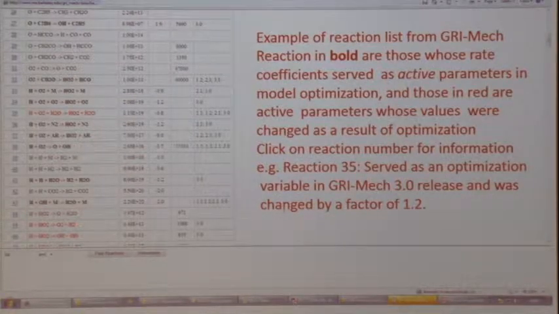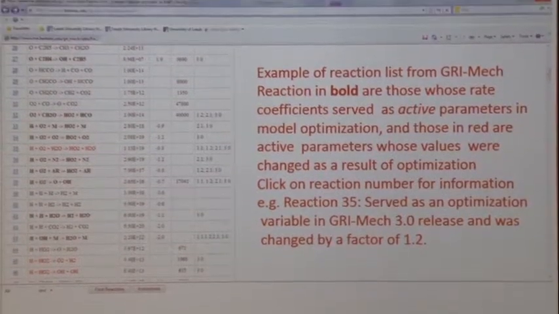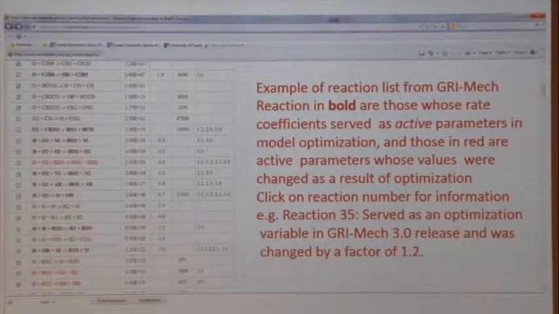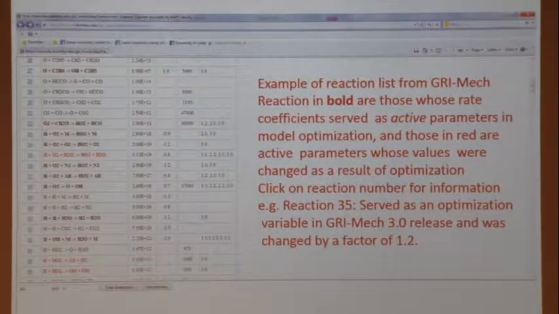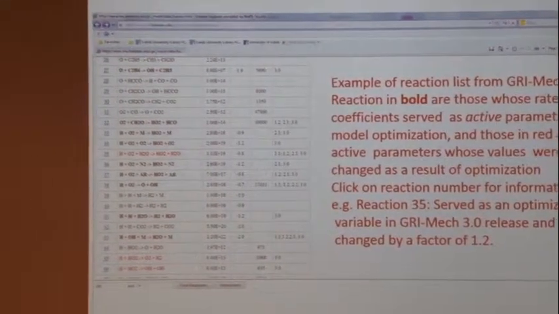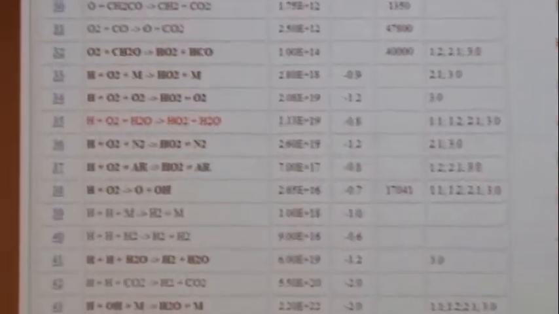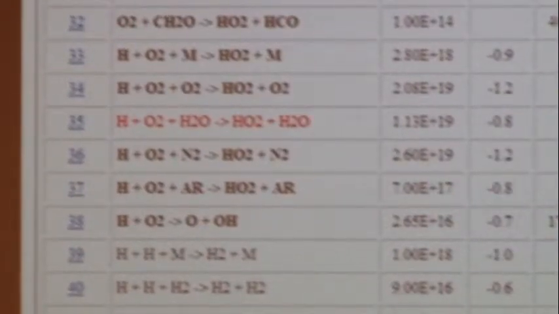And so this is one example. They would do sensitivity analysis on their model and find out which of the observables that they had data for were sensitive to which parameters. The ones that weren't sensitive, they just left out of the whole fitting procedure. And then they varied the ones that were sensitive to try to fit everything simultaneously. For example, they decided that H plus O2 plus water vapor, making HO2, is a sensitive reaction. That's reaction number 35, and that was an optimization variable in GRI-Mech 3.0.